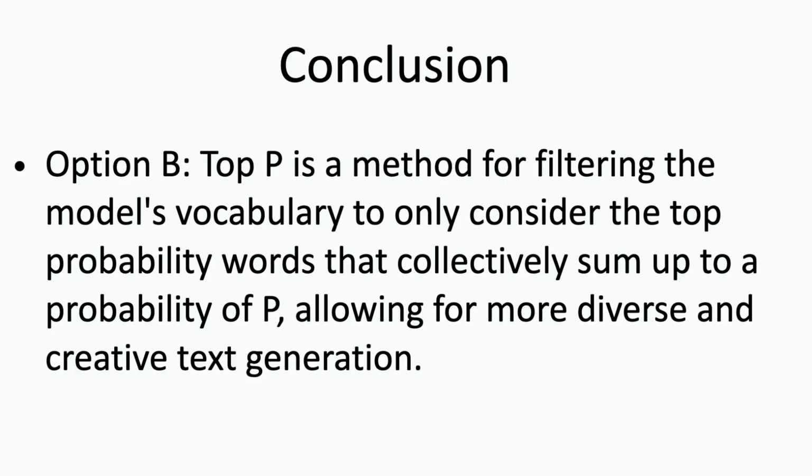This reasoning leads to option B. Top P is a method for filtering the model's vocabulary to only consider the top probability words that collectively sum up to a probability of P, which allows for more diverse and creative text generation, as the correct answer.